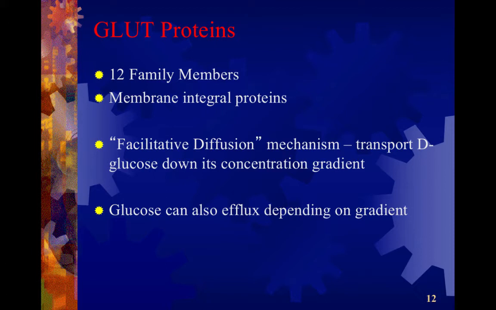They use the transport mechanism of facilitated diffusion. Right, so they transport D-glucose down its concentration gradient. So if there's a lot of glucose outside the cell, the glucose will run through a GLUT into the cell. If there's a lot of glucose inside the cell, it can run out of the cell. So the glucose can efflux depending on the gradient or amounts of glucose on either side of that cell membrane. So we'll talk about some of those characteristics as well as we go through this.